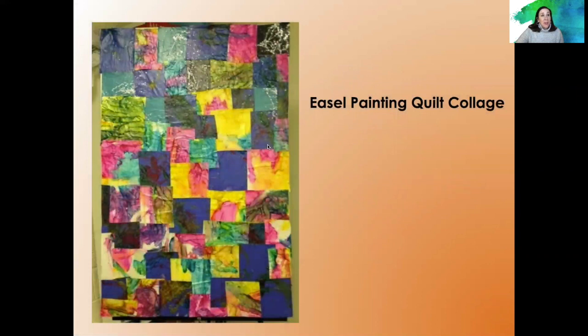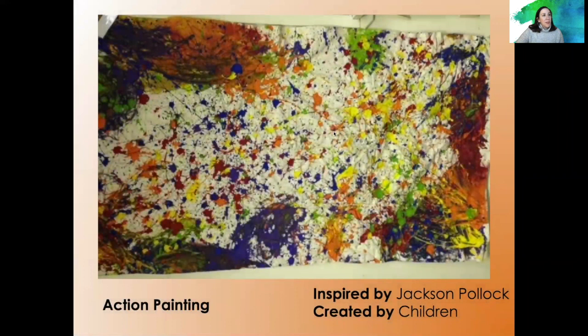We made an easel painting quilt collage. What we did here was gather up a whole bunch of easel paintings that kids had done, cut them up into pieces, and then decoupage them on a piece of canvas. And that turned out really cool. And then this was the action painting that we did, inspired by Jackson Pollock, who I talked about before, the one that flung paint at the canvas. We spread out a piece of canvas, which we just got at the hardware store. It's a drop cloth. And then we gave the kids paint and brushes and let them go crazy.